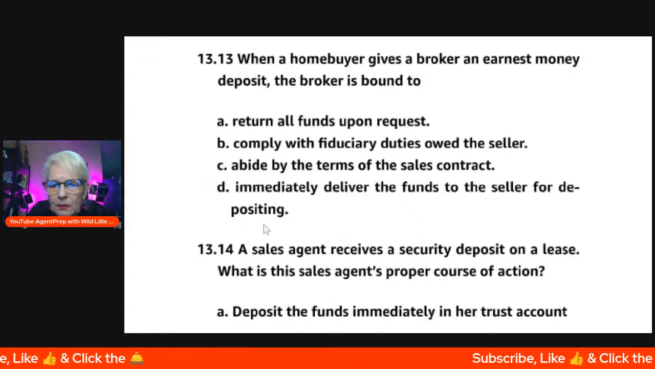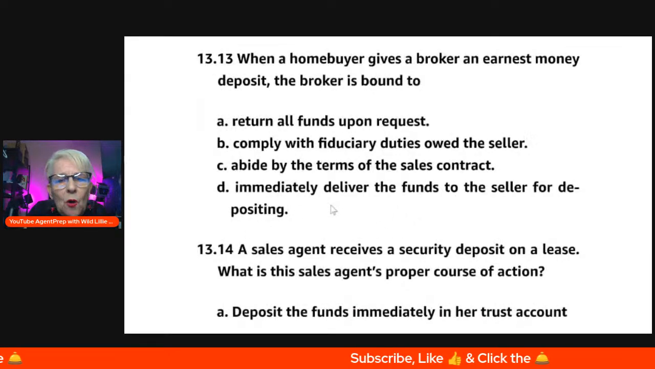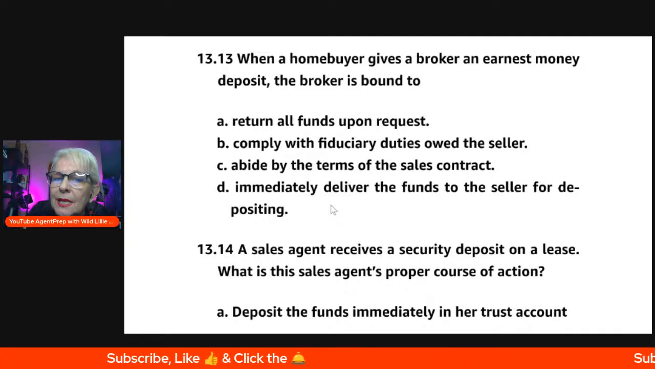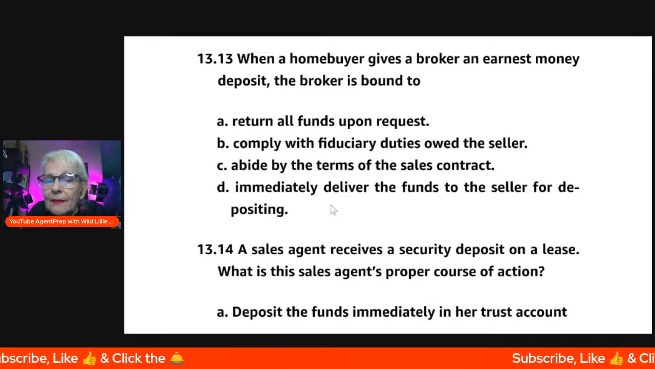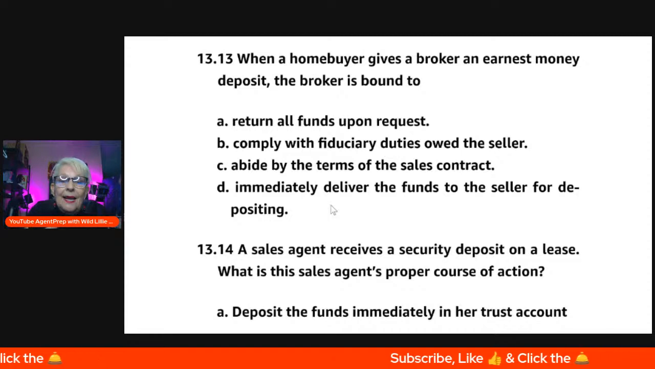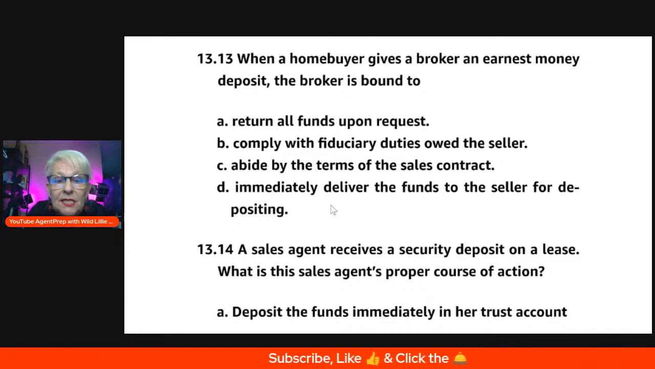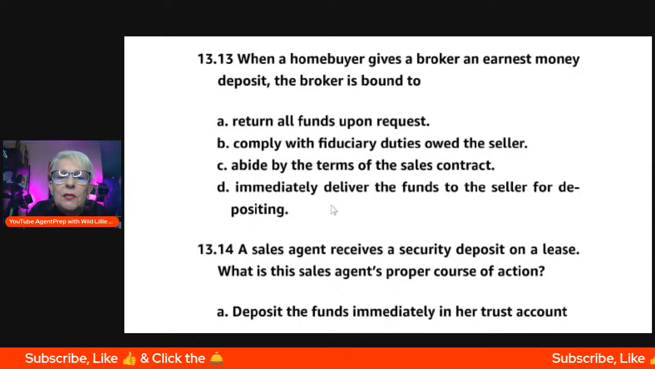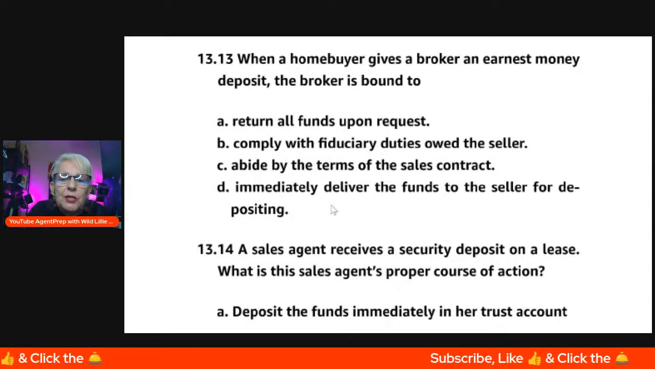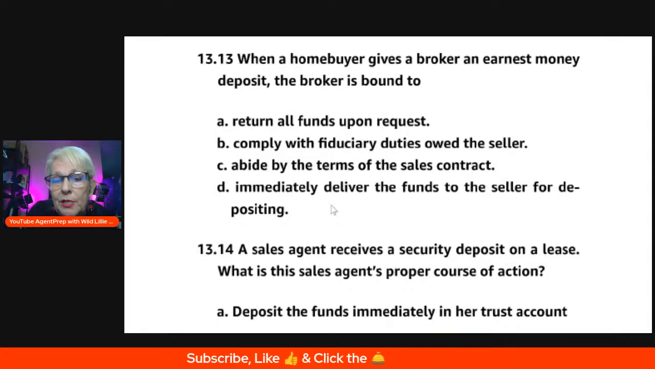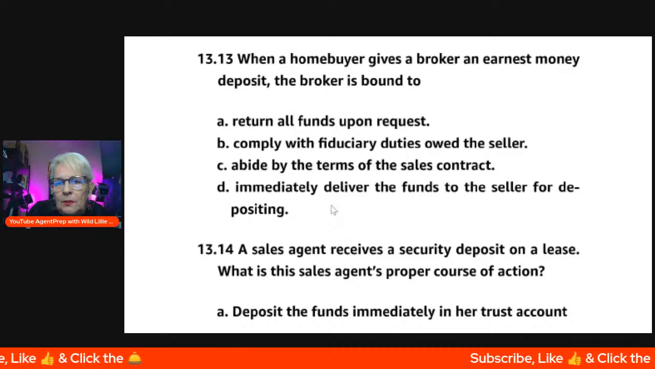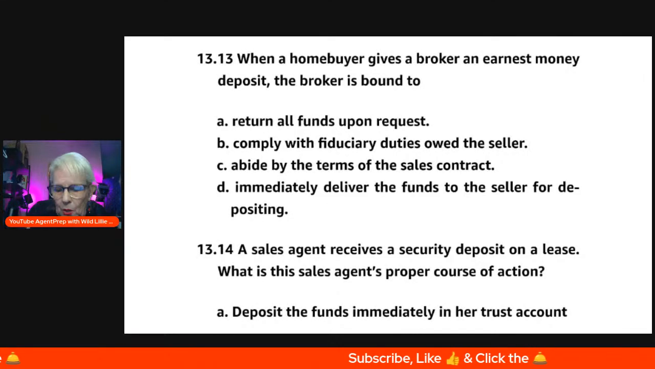What number are we on? Number 13. When a home buyer gives a broker an earnest money deposit that comes along with an accepted contract where both parties sign, the broker is bound to do what? A, return all funds upon request. B, comply with fiduciary duties owed the seller. C, abide by the terms of the sales contract. Or D, immediately deliver the funds to the seller for depositing. Oh, some of those are big no-nos.